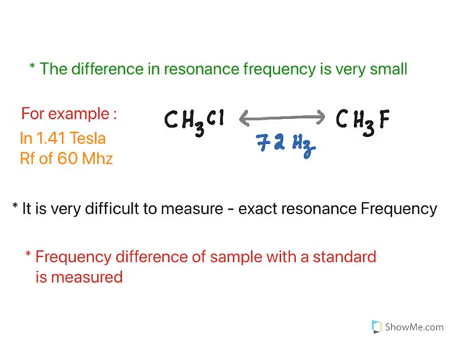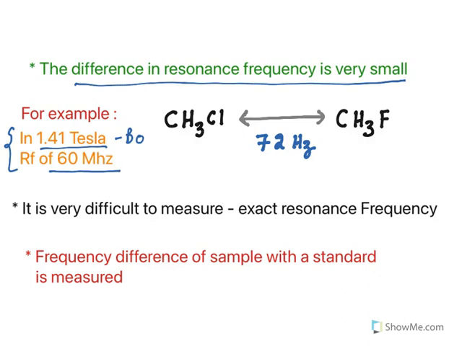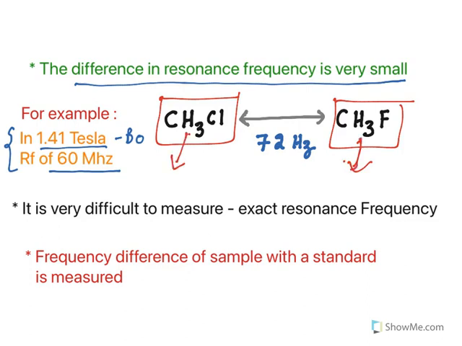Now, again, one more important thing. See, the difference in resonance frequency is very small. For example, let's say you are running the instrument at a magnetic field of 1.41 Tesla, and the radio frequency is 60 million hertz. So this is what you are running your instrument at. Now when you see chloromethane and fluoromethane, both of them have different sets of protons. So these protons will give a signal, and those protons will give a signal. But the difference between these two is only 72 hertz.